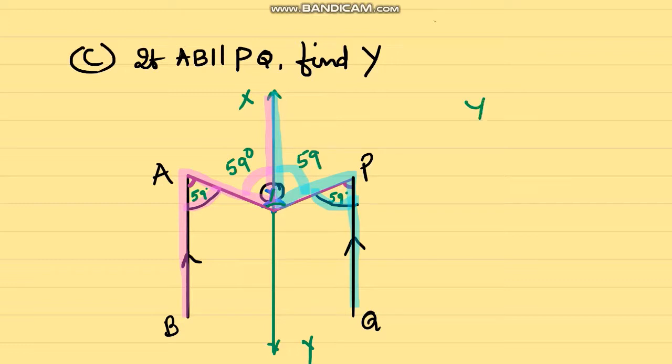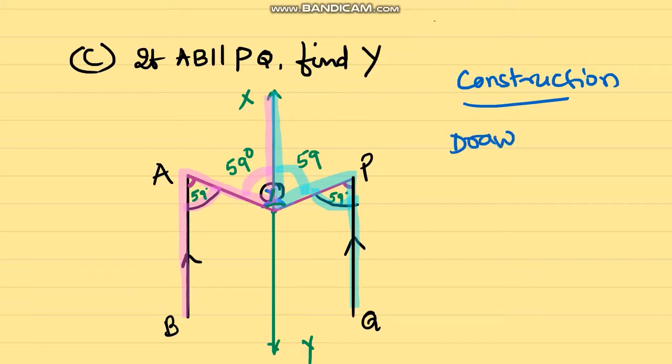So y will be equal to 59 plus 59. That will be equal to 118 degree. So how will you solve this? How will you solve this? Simply, first you have to write construction. Okay? Construction. So what will be the construction?